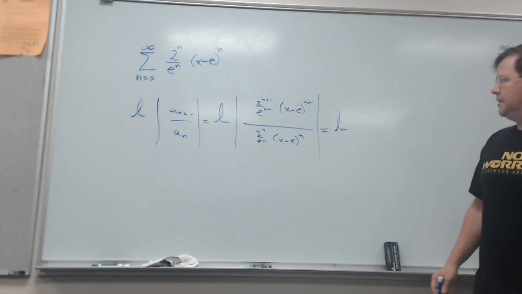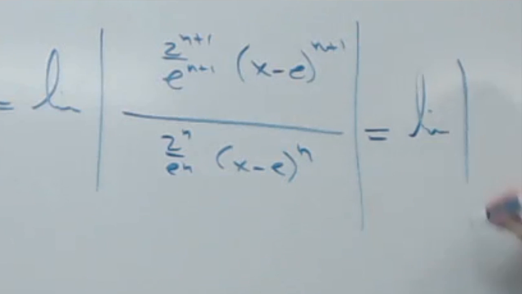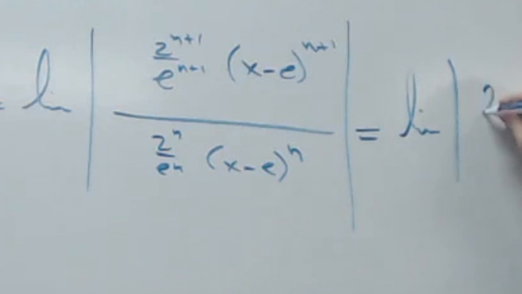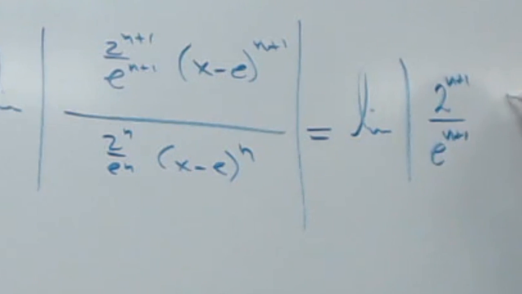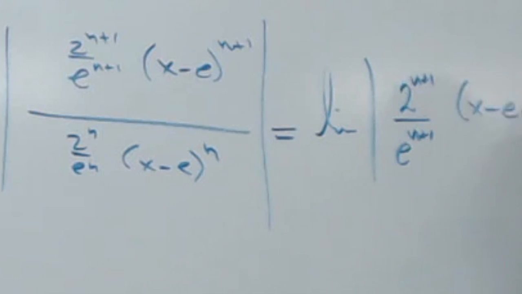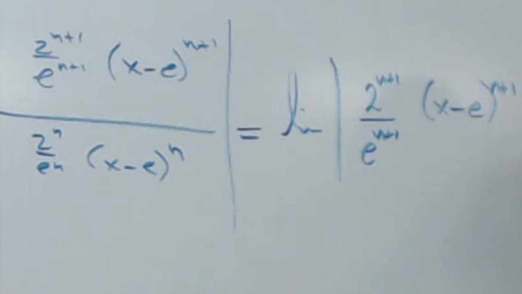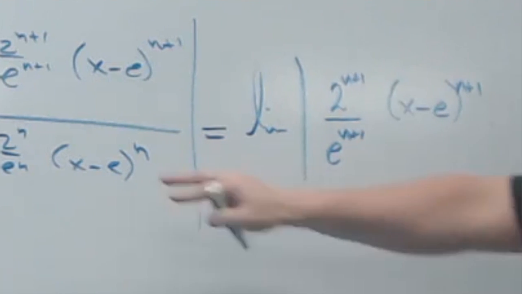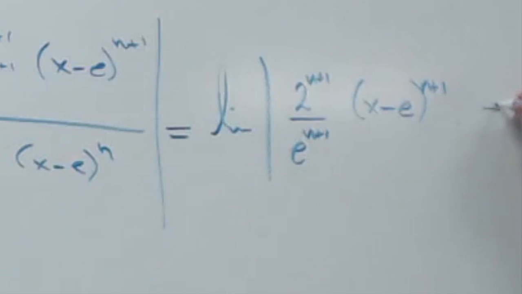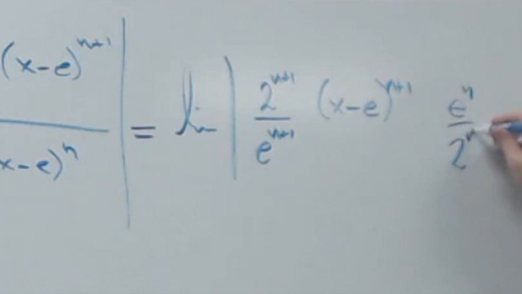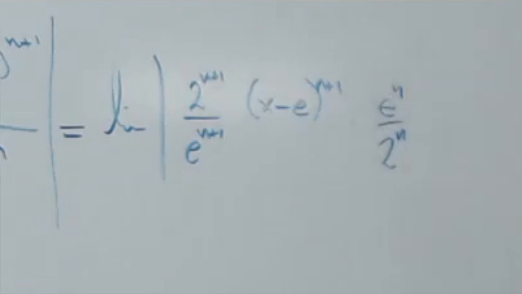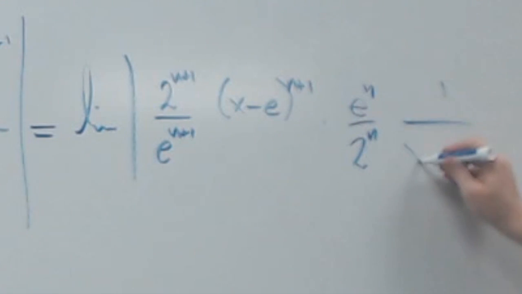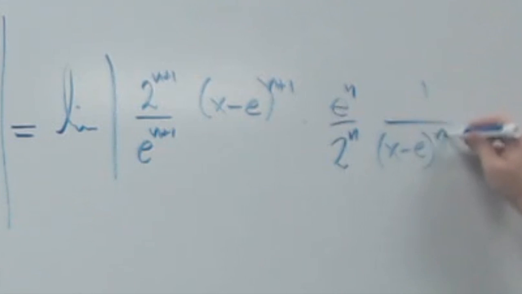So on top I guess I'll show one more step. 2 to the n plus 1 over e to the n plus 1 times x minus e to the n plus 1, times, so this bottom fraction is going to be flipped. That's going to be e to the n over 2 to the n. And this over 1 is going to be flipped. So I end up with 1 over x minus e to the n.